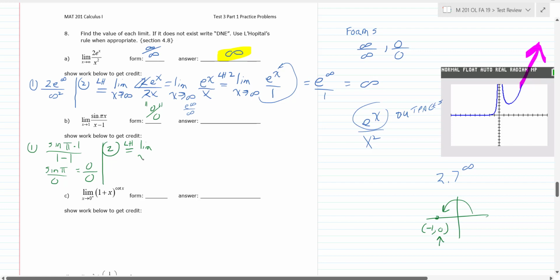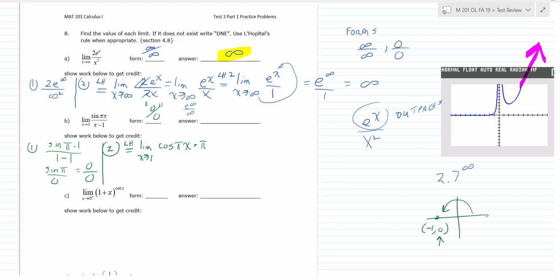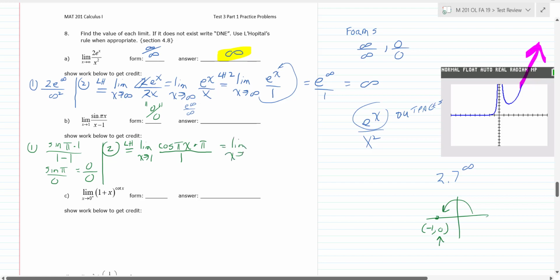The derivative of the numerator: the derivative of a sine is a cosine. This is a chain rule. The derivative of pi x is going to be pi. You've got the basic rule, the derivative of sine x is cosine x, but this is the sine of a function, so you're applying the chain rule. The denominator is easy. The derivative of x minus 1 is 1. So we have the limit as x goes to 1 of pi cosine pi x.